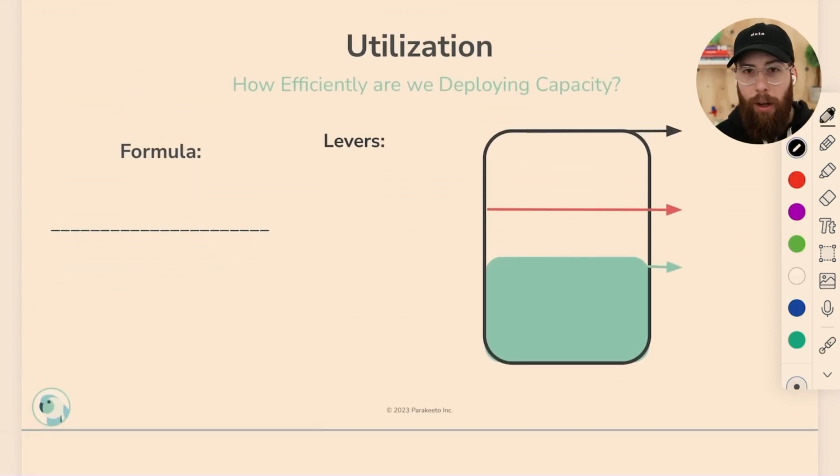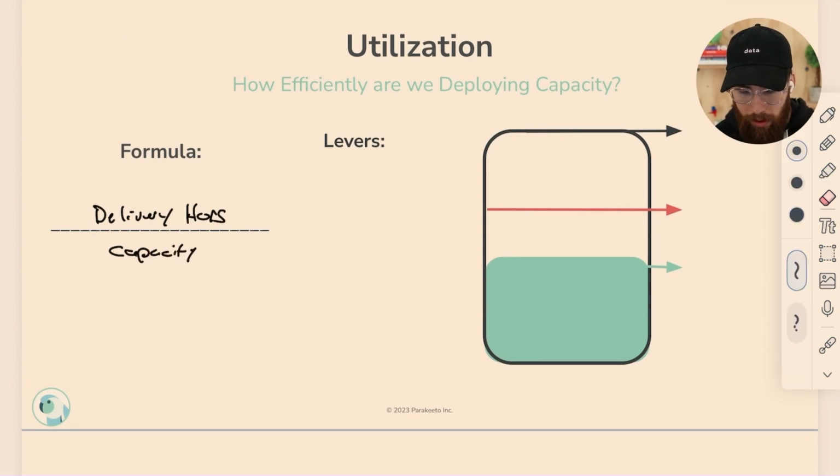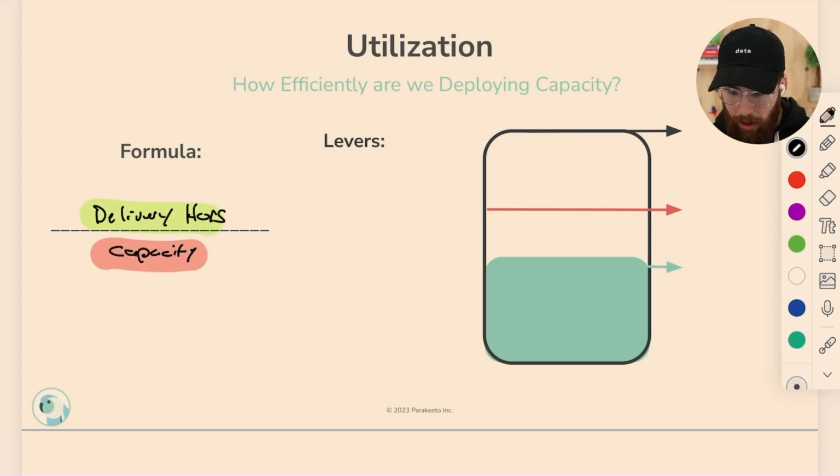Next thing I want to talk about is how do we improve utilization? And so I want to remind you of the formula, right? We have delivery hours over capacity. And so really there are two levers to improve our utilization. We can either increase the number of delivery hours or we can decrease our capacity. So in this case, where we have a certain amount of capacity and we have a certain amount of delivery hours, and we're looking ahead at the next month, and we're seeing here that we're going to miss our target.